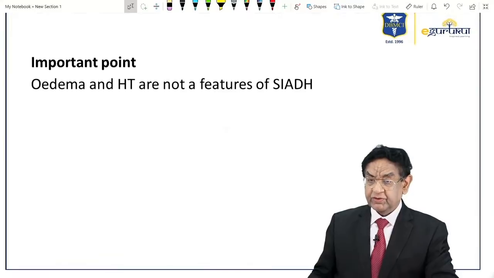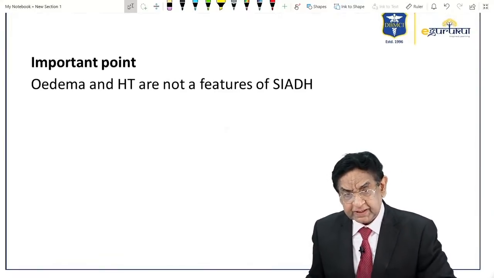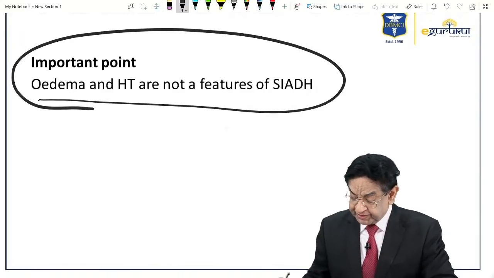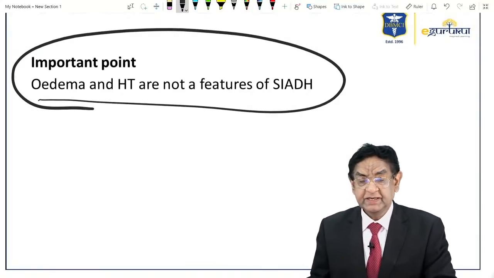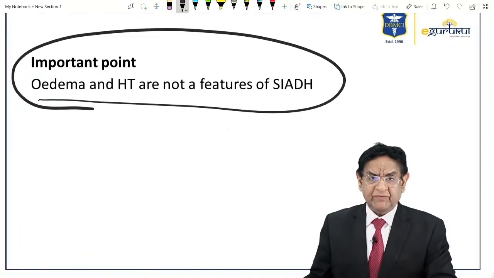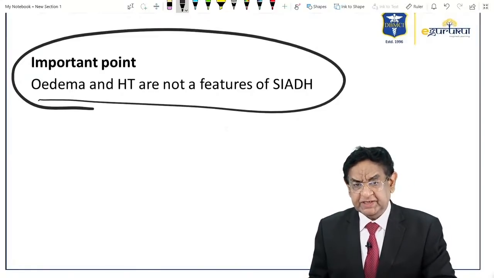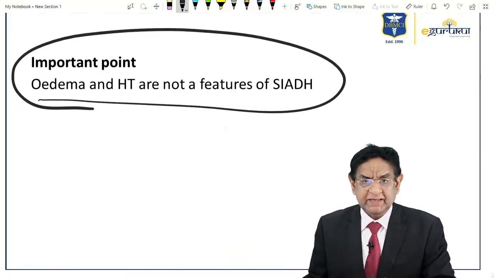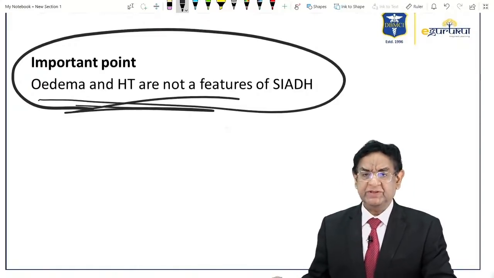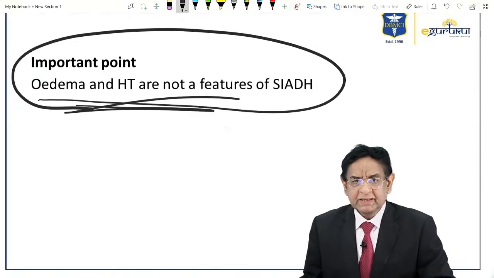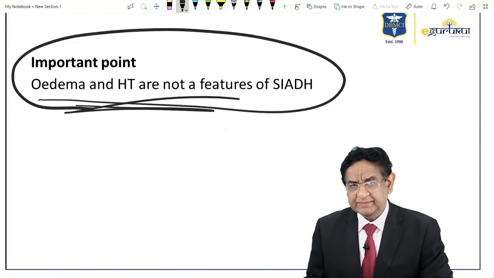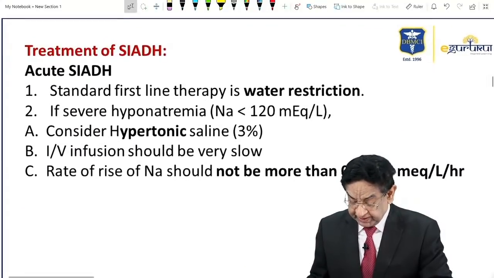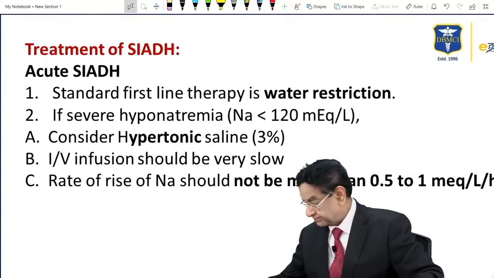And one more thing, edema and hypertension are not features of SIADH. That makes the work very easy for the physician to treat. Because if there was edema, if there was hypertension, then we would have to do something for this also. Thank God these are not findings in SIADH. Now, how to treat a case of SIADH?